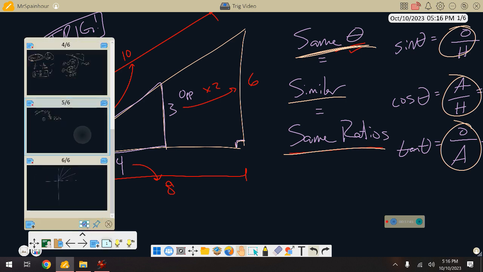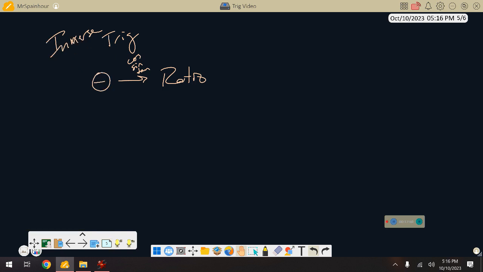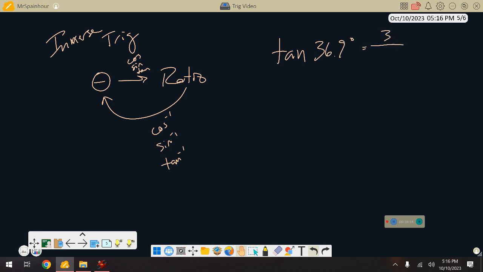So what inverse are we talking about? Well, the inverse we're talking about is not the opposite ratio. What we're talking about is giving the problem a ratio and asking what the angle is. This would be your inverse cosine, your inverse sine, and your inverse tangent. So like I said, if you said, for example, what is the tangent of 36.9 degrees, you would pull that opposite side and it would be 3 over the adjacent side is 4. This is starting at angle and going to the ratio.